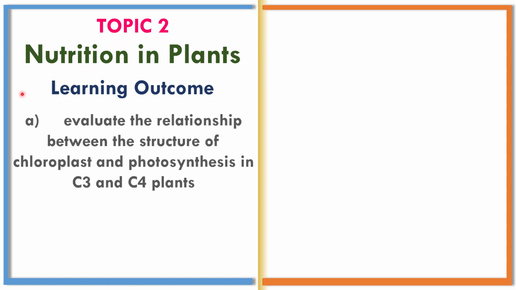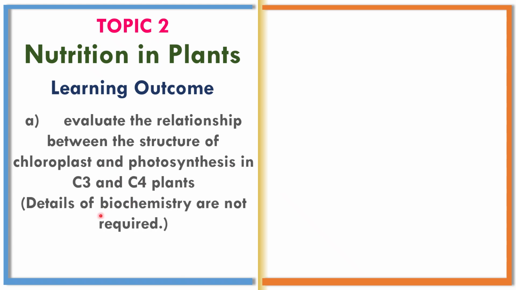Our learning outcome A: Evaluate the relationship between the structure of chloroplast and photosynthesis in C3 and C4 plants. Details of biochemistry are not required.